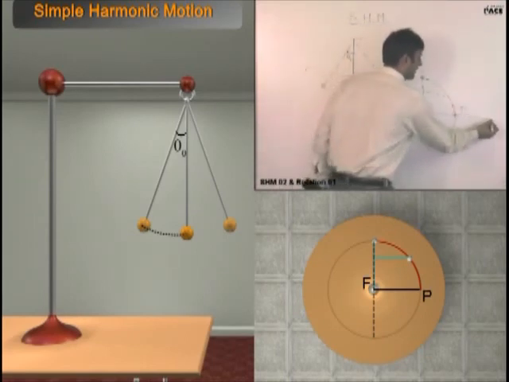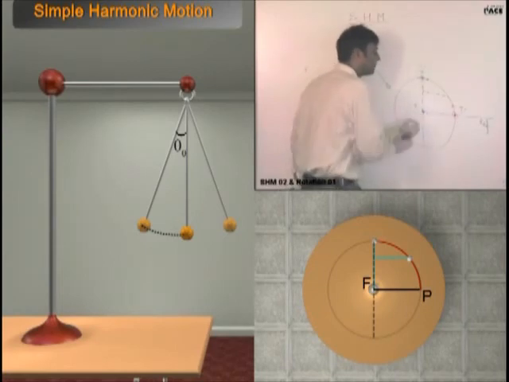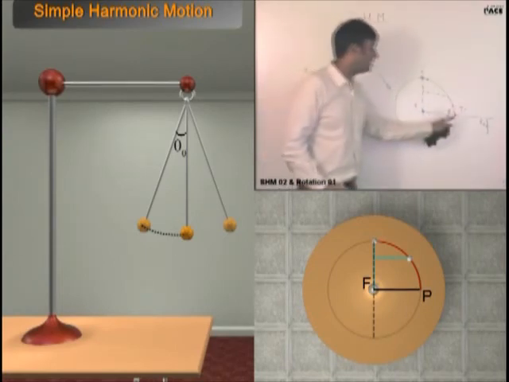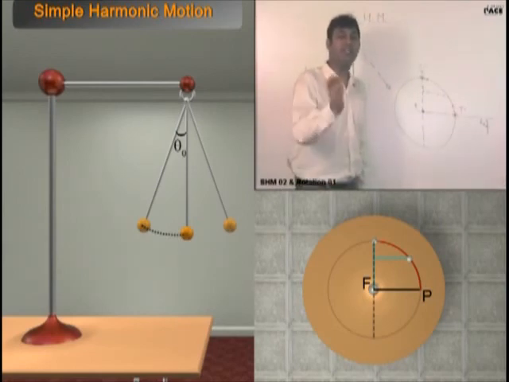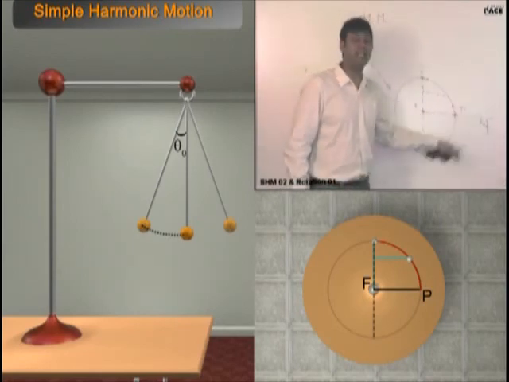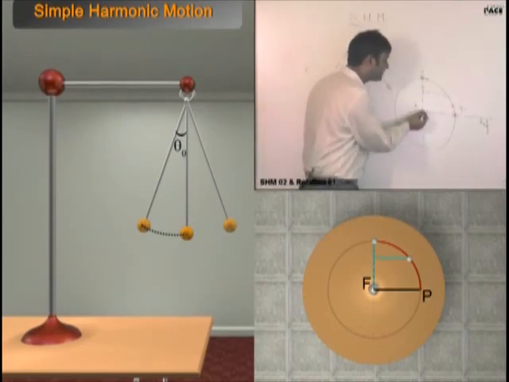This is the reference line. The foot of the perpendicular is at its equilibrium position. Now tell me, what is the initial phase for this man? What is the initial angle that this man is making with the reference line? 0. So what is the initial phase for F?